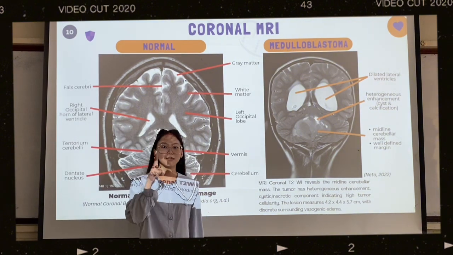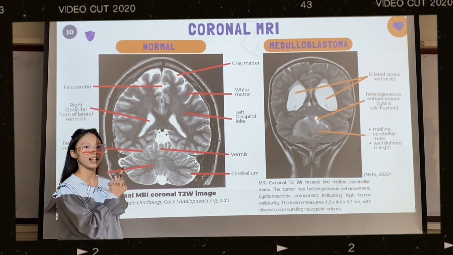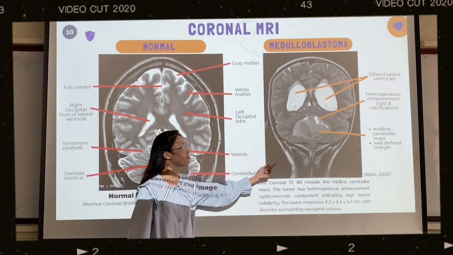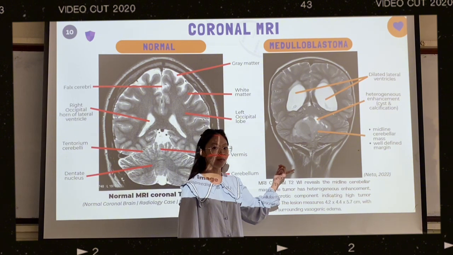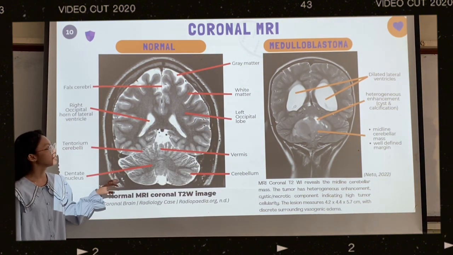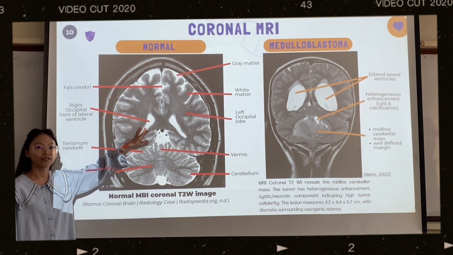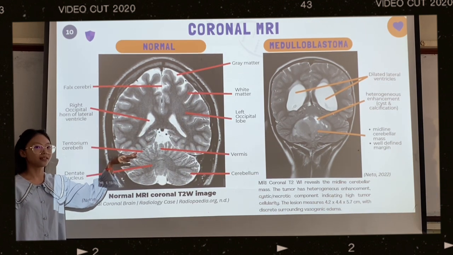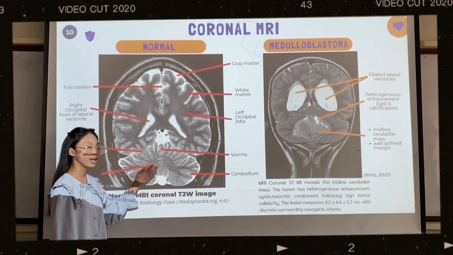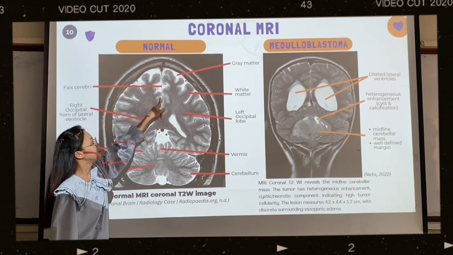Okay, so just now I'm sure you already looked into the coronal CT image. So now let us move into coronal MRI. Alright, so here we have two pictures: this is normal, and this is the picture of a patient having medulloblastoma. So we move into the normal picture first. As you see here, all these labels, for example, this one is the right occipital horn of the lateral ventricle. This one is the tentorium cerebelli. The whole thing here is the cerebellum, where the mass will be located later. Okay, so this one is the falx cerebri.